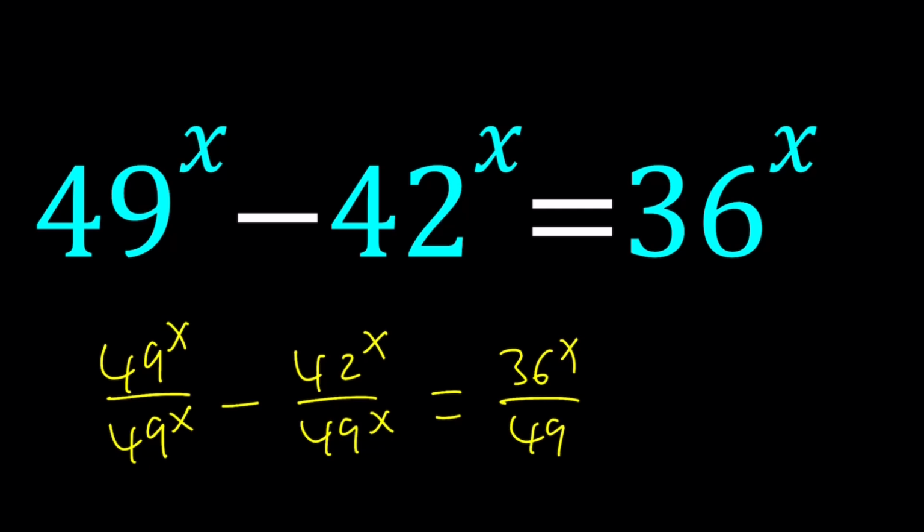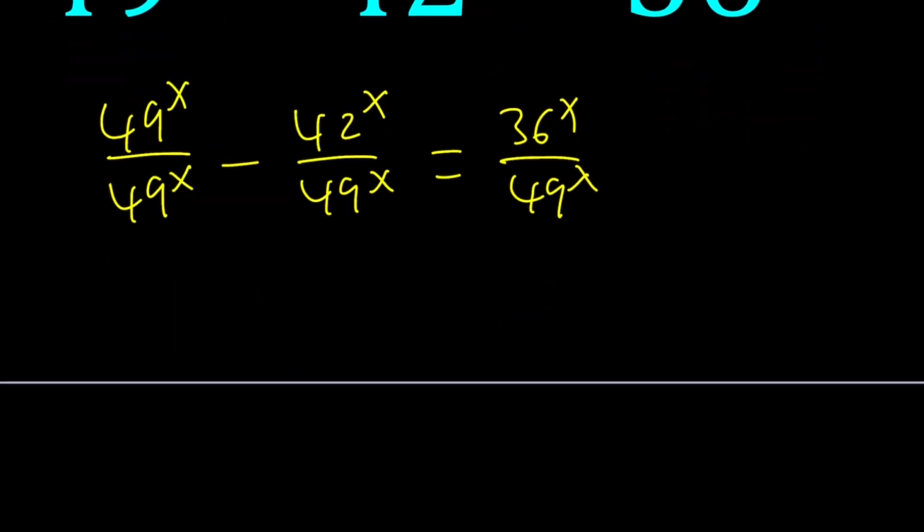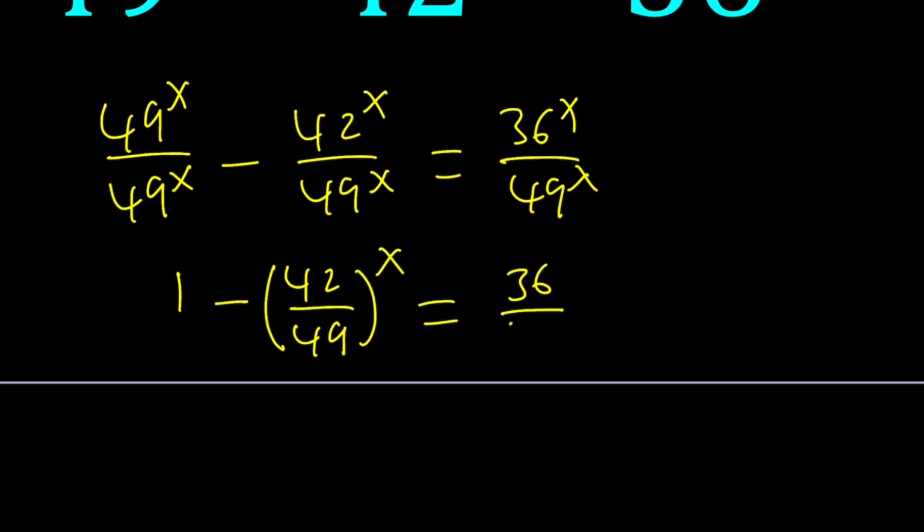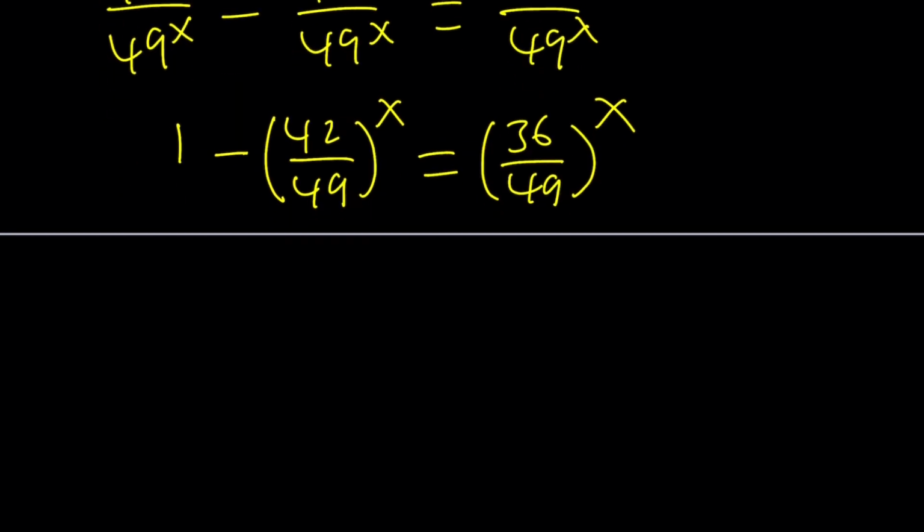Now this is going to give us something nice. You'll see in a little bit what that looks like. 49 cancels out. We get 1. And we can write these as 42 divided by 49 to the power x. And this one is 36 over 49 to the power x. Great. We're going to simplify this because 42 and 49 have a common factor. Notice that they're both divisible by 7. So we can go ahead and divide by 7. And this gives us 6 over 7 to the power x.